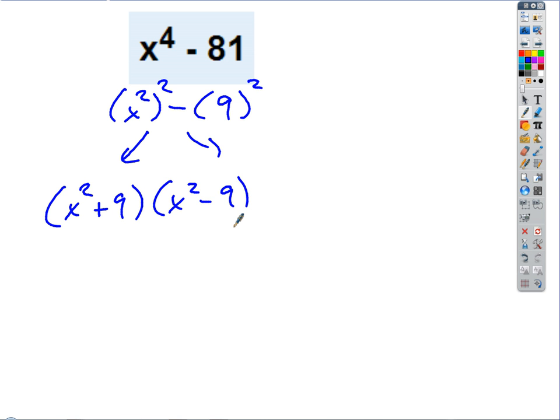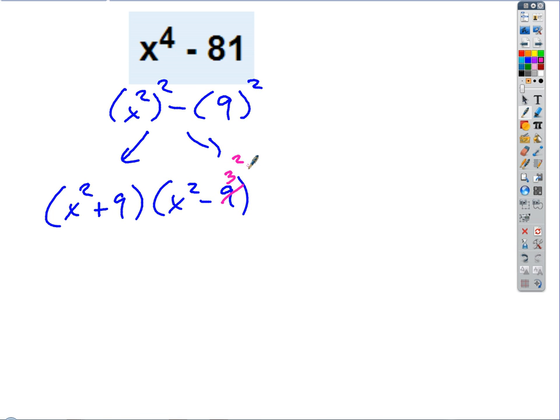Now we look at those, okay? Can we go any further? Does that one go any further? No, because there is no sum of squares pattern, right? Does that one go any further? Yes, difference of squares. I can think of that one as being, instead of a 9, I could make that a 3 squared, and then I get x squared minus 3 squared, right?